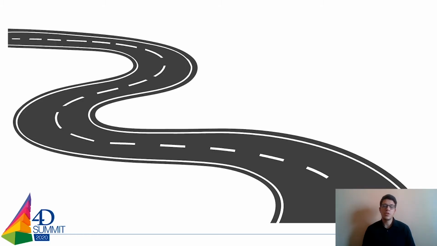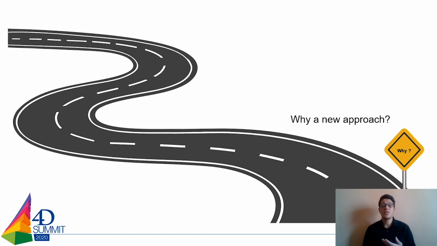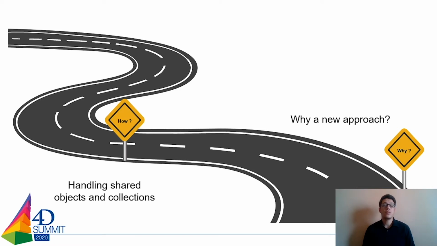So here are the topics that we will mainly talk about in this session. First of all, we're gonna see why a new approach to data sharing between processes. What is the need behind this new approach? Here we'll also do a comparison with the interprocess variables approach. Then we're gonna talk about how we can handle these shared objects and collections. We'll also see an interesting concept of shared groups, and we're also gonna talk about some points to watch out for when using these new objects and collections.